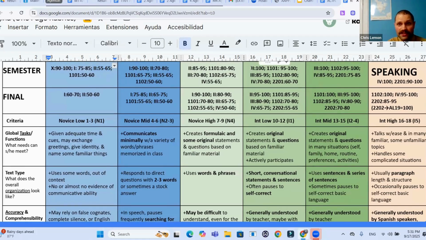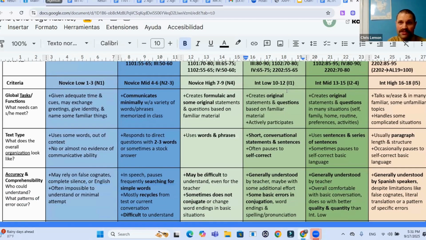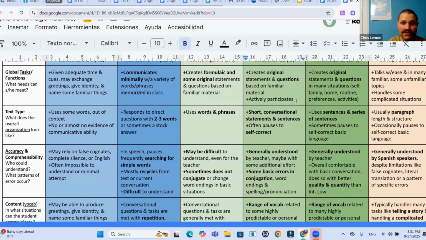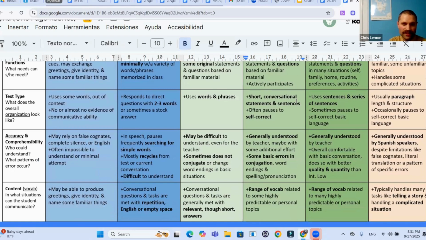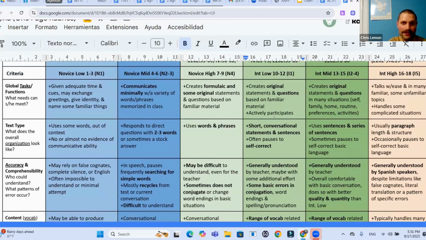Their 100% expectation for me right now, first semester, would be that they can operate at the intermediate low level: creates original statements and questions based on familiar material, actively participates, for instance, if we're having a conversation or a simple written back and forth, short conversational statements and sentences. These things are all pulled directly from the AAPPL guidelines.